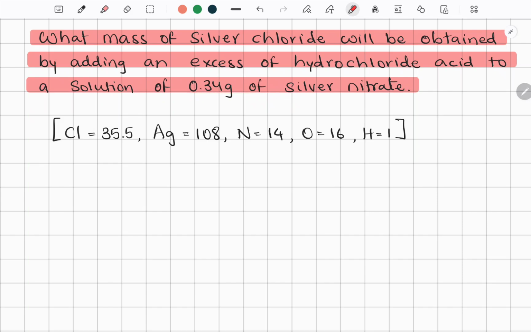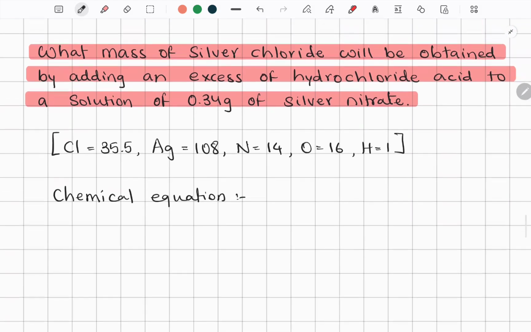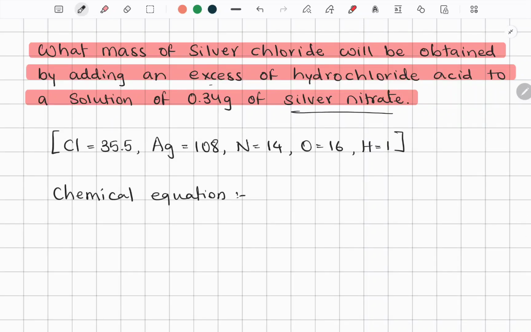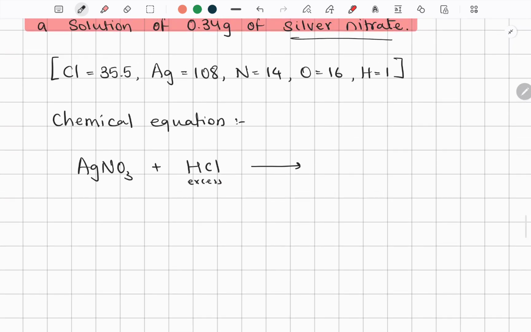First of all, in this type of question we have to write down the chemical equation. So let's write down the chemical equation first. The silver nitrate reacts with the excess of hydrochloric acid. Silver nitrate is silver, Ag+, and nitrate, NO3-. Therefore the formula would be AgNO3, silver nitrate. Silver nitrate is reacting with HCl, hydrochloric acid, but in excess.